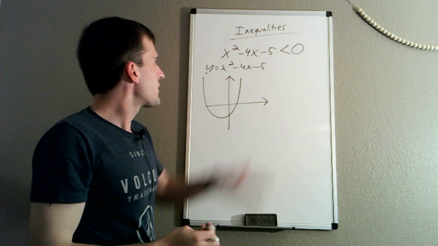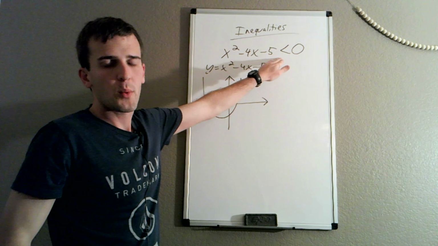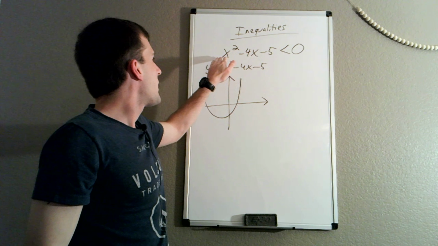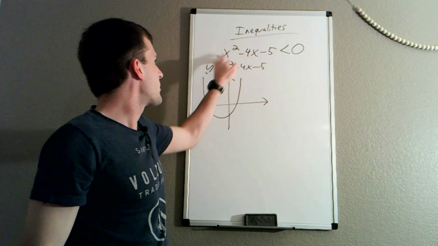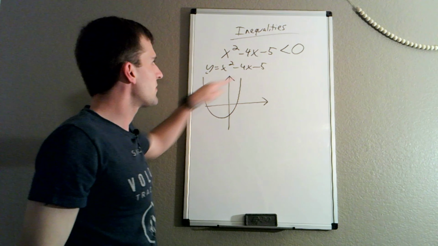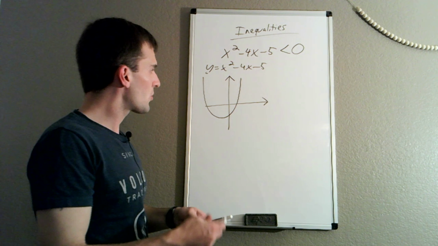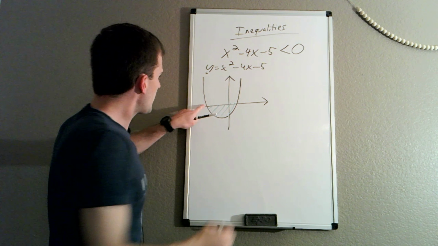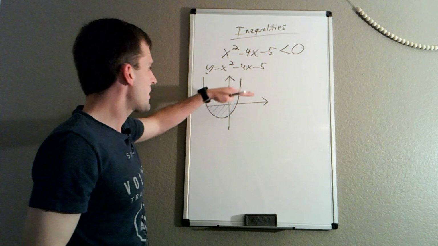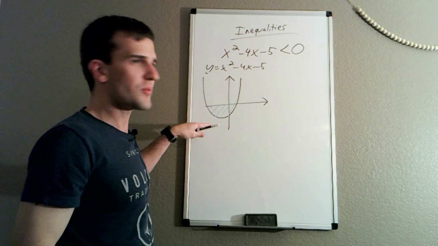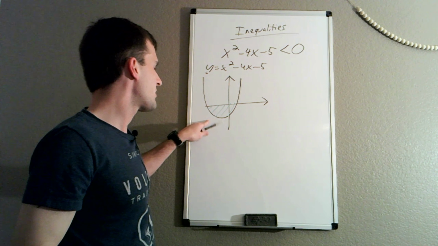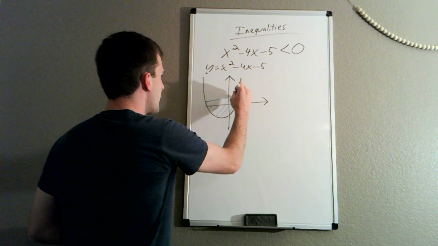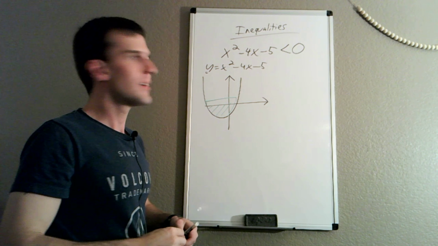And so what we're saying with this inequality up here is we want to know the interval in which the value of y, again because y equals this, is less than 0. So we're looking for the interval here that falls in this space, because all of this space here is below the x-axis, so it's where y equals a value less than 0, something in the negatives. So that's the goal. We want to find this interval of x values.